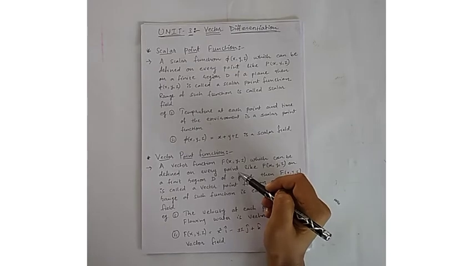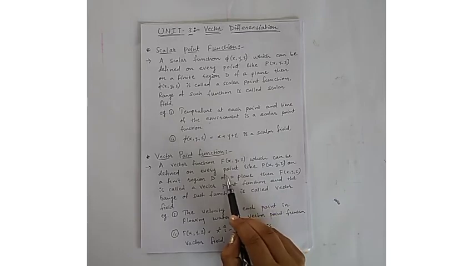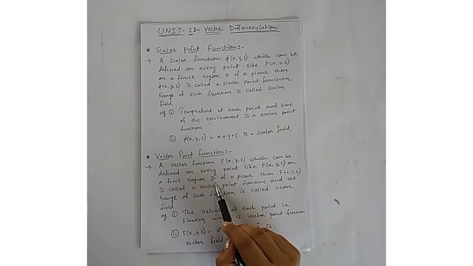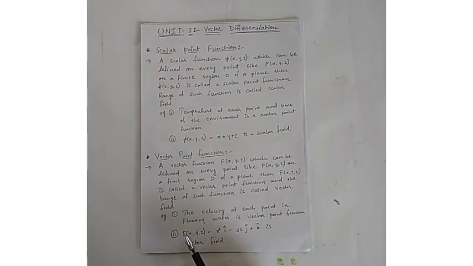The next definition is vector point function. A vector function f of x, y, z, which can be defined on every point P of x, y, z on a finite region D of a plane, is called a vector point function, and the range of such a function is called a vector field. For example, the velocity at each point in flowing water is a vector point function, and f of x, y, z is equal to x square minus 3z plus 1 is a vector field.